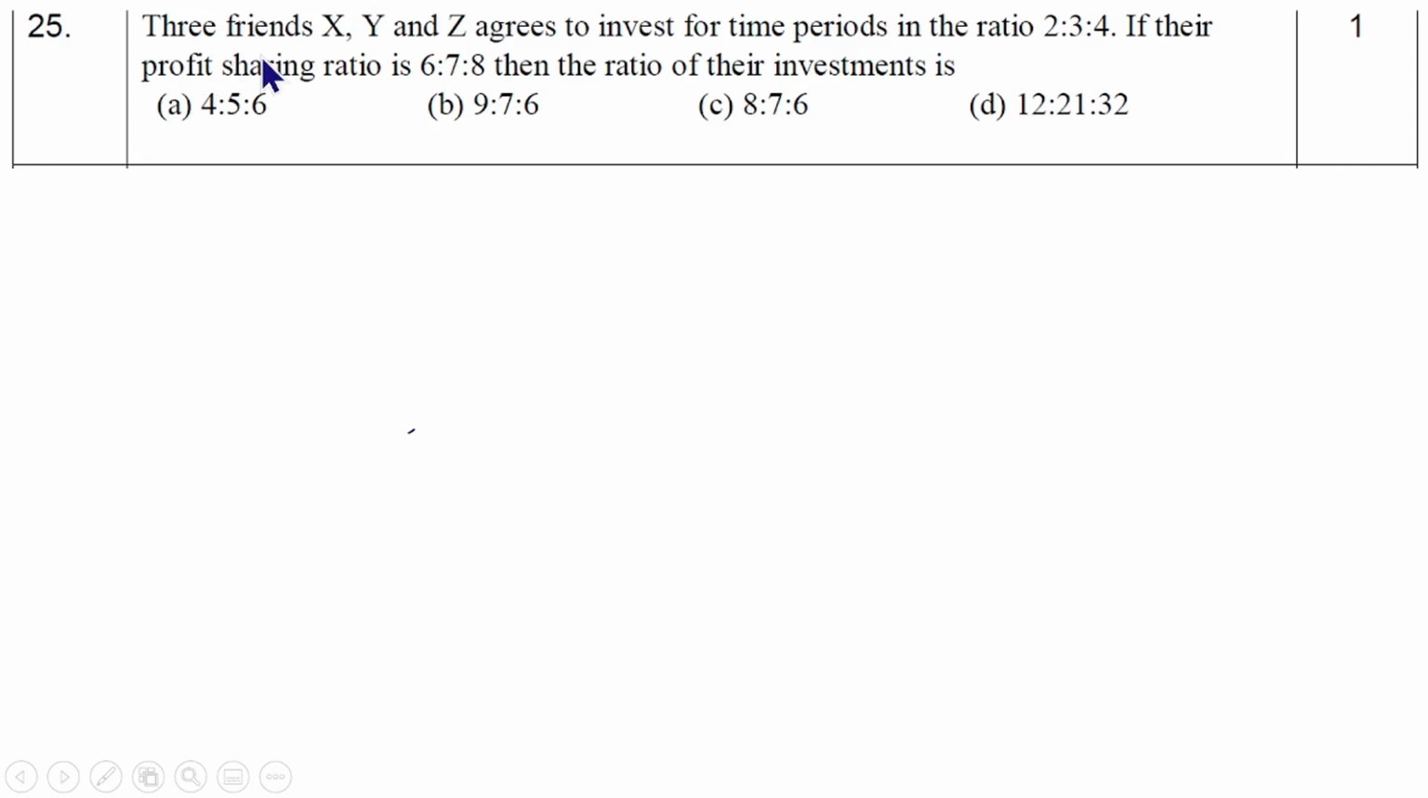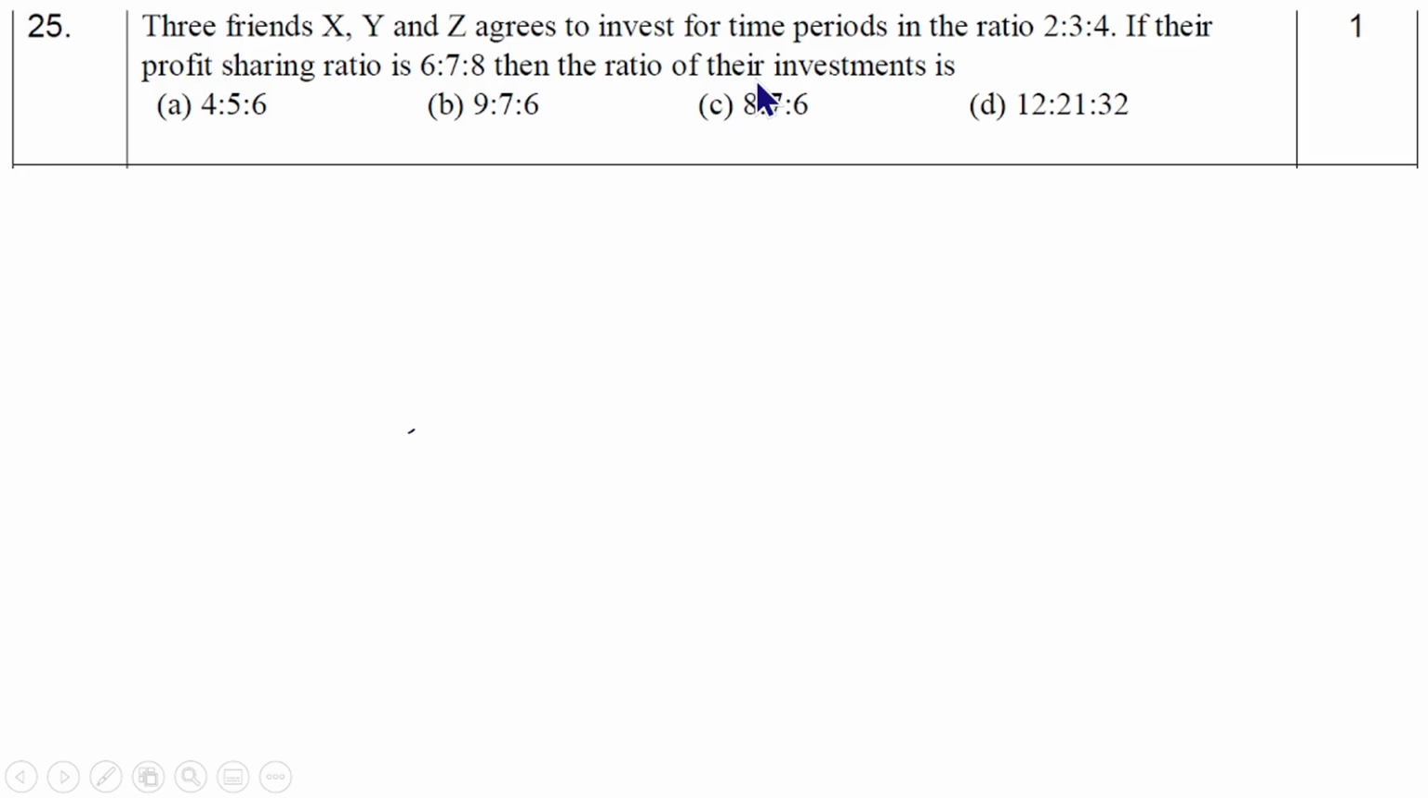Next question, 3 friends X, Y and Z agree to invest for time periods in the ratio 2:3:4. If their profit sharing ratio is 6:7:8, then the ratio of their investments is... The options are given here. So here it is given the ratio of time periods of 3 friends and the ratio of the profits is also given. We need to find the ratio of investments.